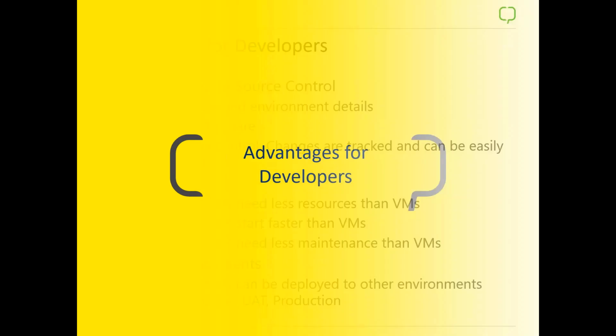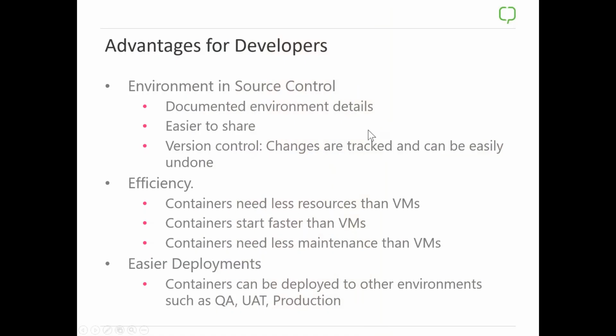Advantage for developers. Docker might have advantages for many people in DevOps, for infrastructure, and for other stuff. But thinking of the developer, the advantage I see is that it can help to put not only the source code of the application, but also the definition of the environment in source control. This allows us to document the environment. It is clear what is needed to run a specific piece of software.